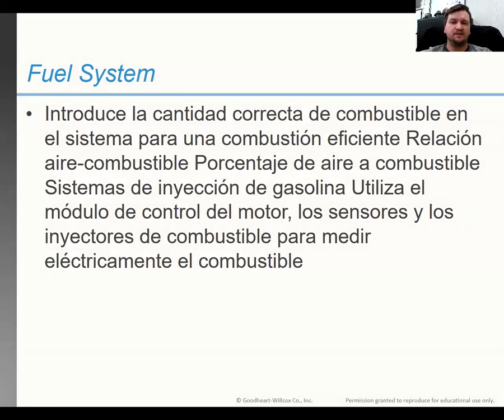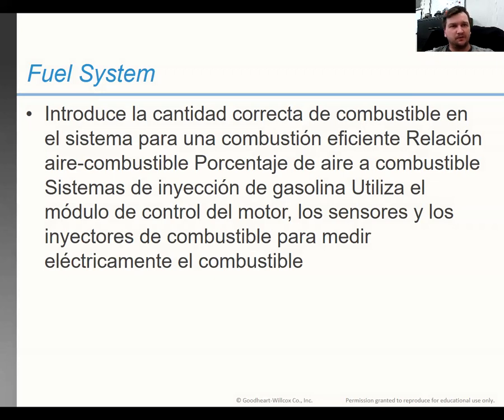Fuel system. This introduces the correct amount of fuel into the system for an efficient combustion. You have something known as the air-fuel ratio, which is the percentage of air to fuel. Gasoline injection system uses engine control module, sensors, and fuel injectors to electrically meter the fuel. So we can electrically control how much fuel is going to the engine. And it's very important. That way we get a proper air-fuel ratio.